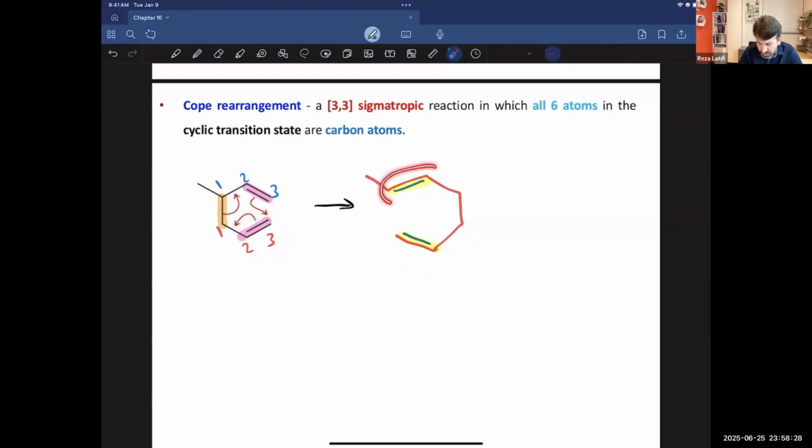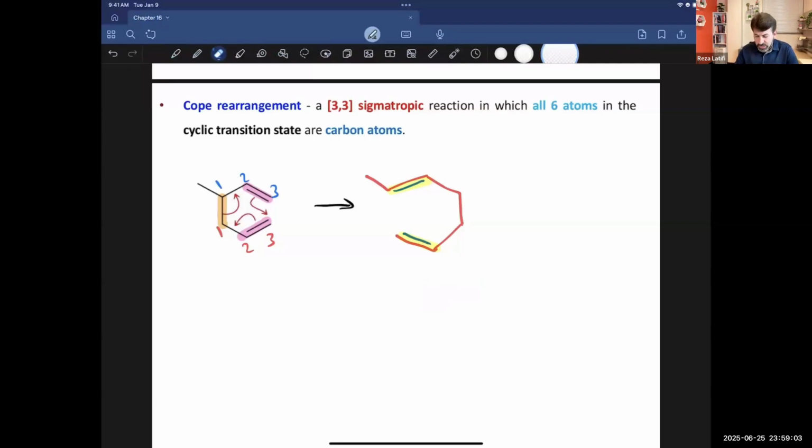But how about this bond? That bond has 2 substituents, while that one has only 1 substituent. And remember, we said if we get more substituents attached to the double bond system, it will be more stable. And if I remember correctly, we called this one the Zaitsev product. The alkene that has more substituents, we call the Zaitsev product.